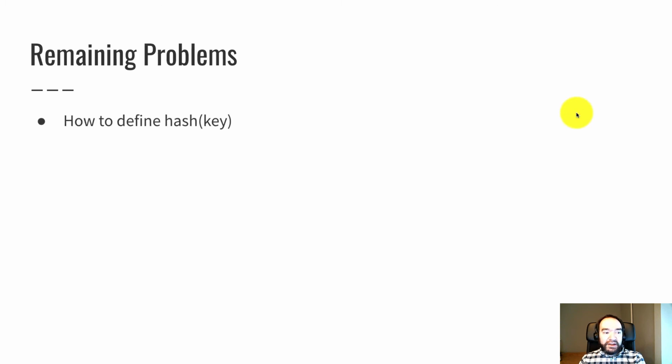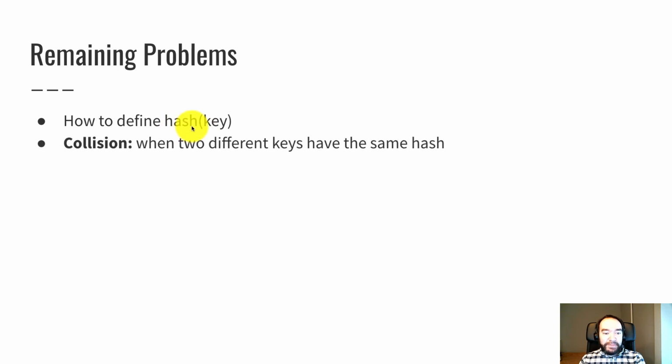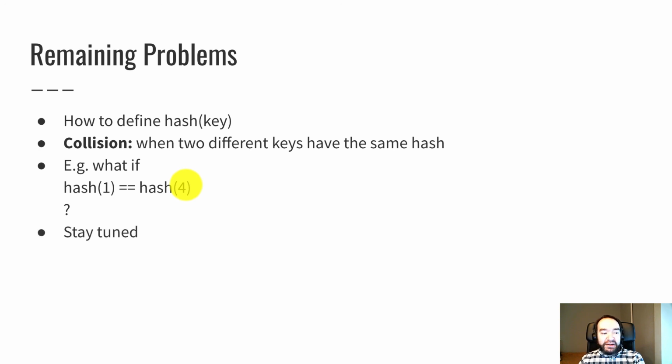So there's still some remaining problems. One is how do we actually set up one of these functions? We'll get into that soon. There's another issue, a pretty big issue, called a collision. A collision is when two different keys have the same hash. And that's possible. So what if we wanted to insert key 1 and key 4, but hash of 1 and hash of 4 gave us the same index? That didn't happen in my example on the previous slide, but mathematically it could happen. It's a pretty serious problem, and we'll go over how to solve that in a later video.